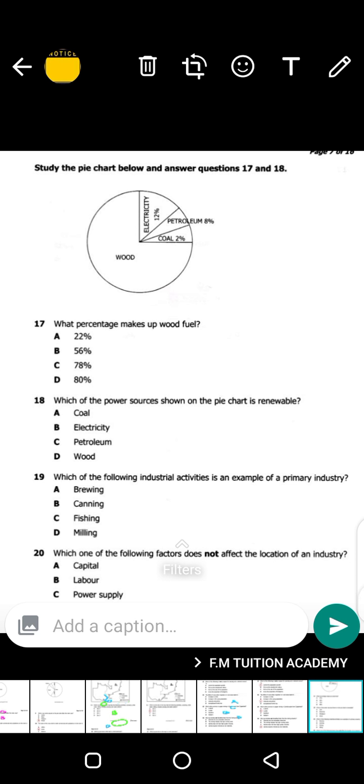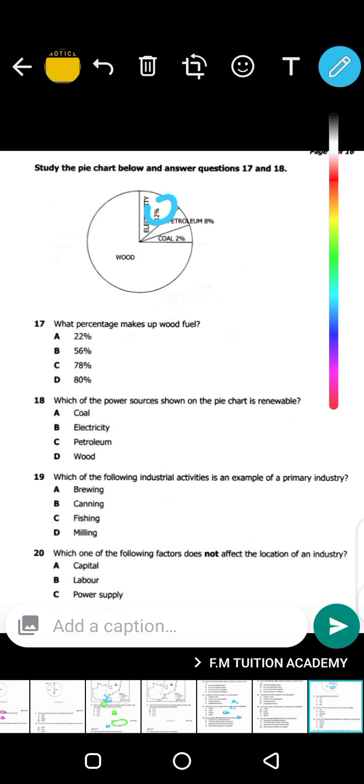Okay, here we go. That's a pie chart. What percentage makes up wood fuel? You know that this pie chart is up to 360, right? Angles in a circle add up to 360. So if this is 12, this is 8, this is 2, then what is for wood? We're supposed to add all those percentages and then subtract from the total.